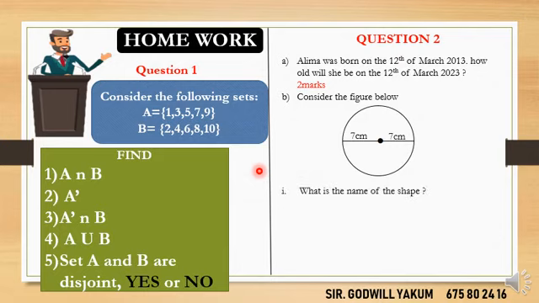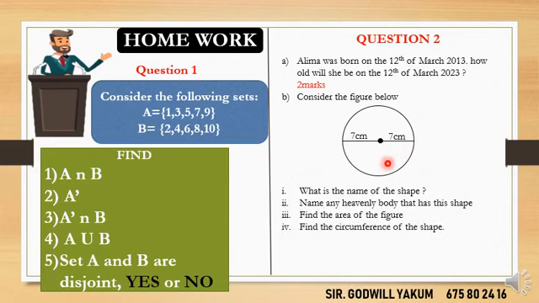So now, what is the name of this shape? Roman 2. Name any heavenly body that has this shape. What is a heavenly body? A heavenly body is actually a structure that is found in the atmosphere, in space, or in the sky. So now you name any structure in the sky that has this shape. There are so many, you just name any one. Then you find the area of the figure. Find the circumference of the shape.